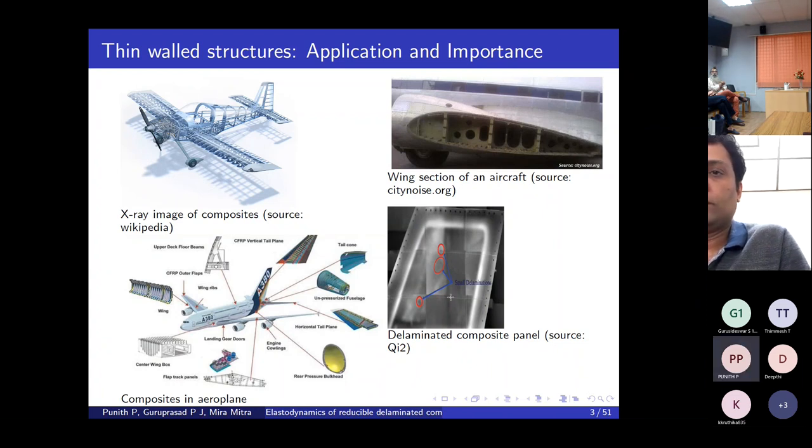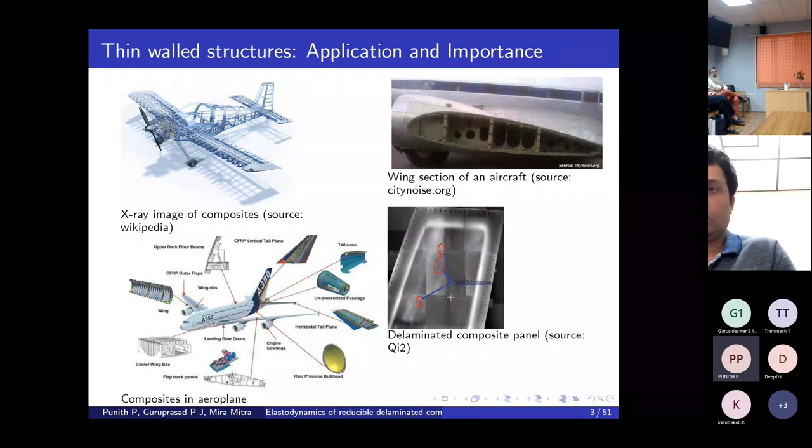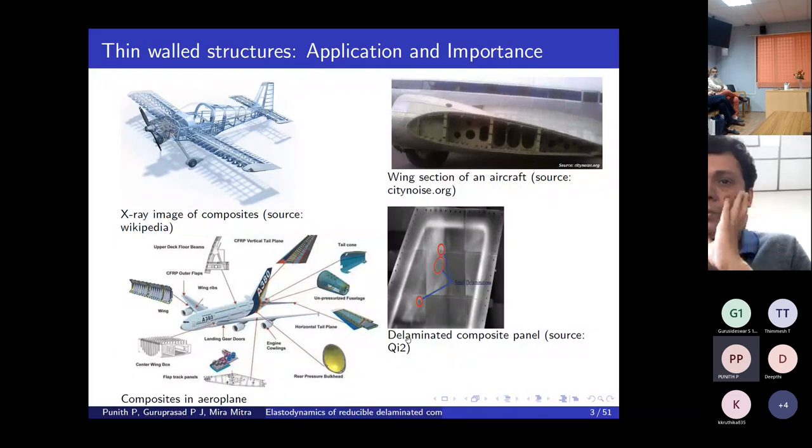This delamination can also be induced during the manufacturing techniques because of improper penetration of the matrix material throughout the region. So these small delaminations have been detected after the manufacturing and even during the service of an airplane. So it's important to detect and also know how the structural behavior would change in the presence of these delaminations. That's the reason why we took the topic of studying the delamination in such thin structures.